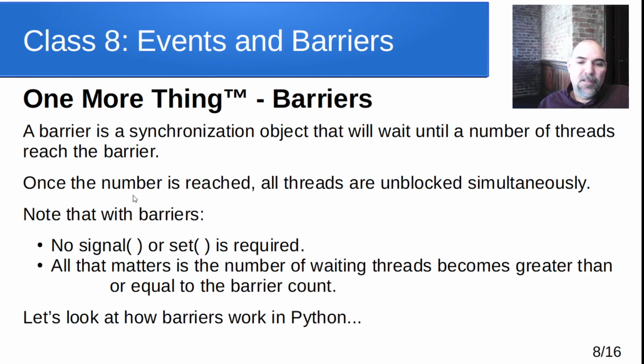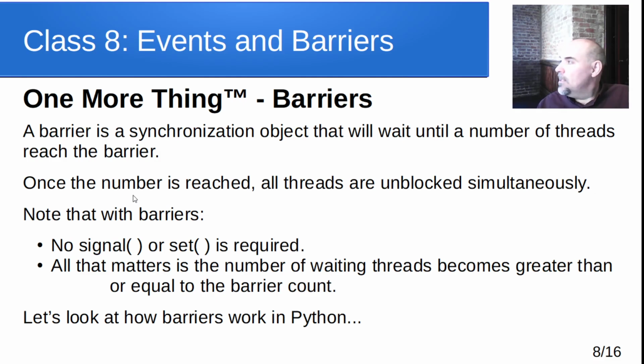One of the things to note with barriers is all that matters is the number of waiting threads has to become greater than or equal to the barrier count, or the target number that it's waiting for, to unblock. Once that number is reached, they all unblock simultaneously. There's no signal required. There's no set required. There's no notify required. It happens automatically, and all that matters is that the right number of threads showed up to wait on that, and then it unblocks.